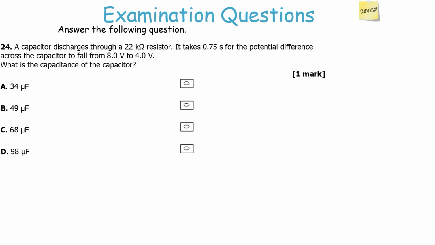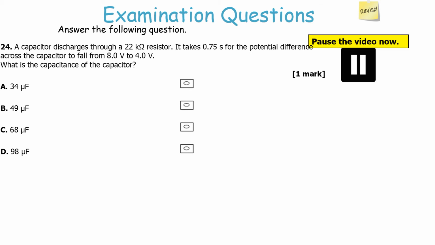Next question. A capacitor discharges through a 22 kilo ohm resistor and it takes 0.75 seconds for the potential difference across the capacitor to fall from 8 volts to 4 volts. So what's the capacitance of the capacitor? Pause the video now, then unpause the video when you want to go through your answer.